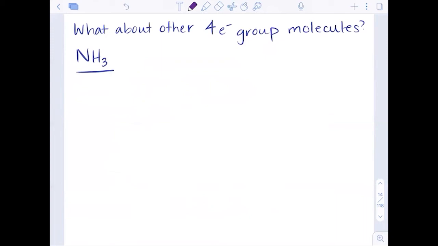Let's think about nitrogen in this molecule, NH3. Nitrogen makes the most number of bonds, so we have hydrogens around it. Nitrogen brings 5 electrons to the table. Each hydrogen brings 1, total of 8 electrons: 2, 4, 6, 8. This is what we would have called the 4-electron group molecule. We would have imagined that nitrogen forms that tetrahedral.